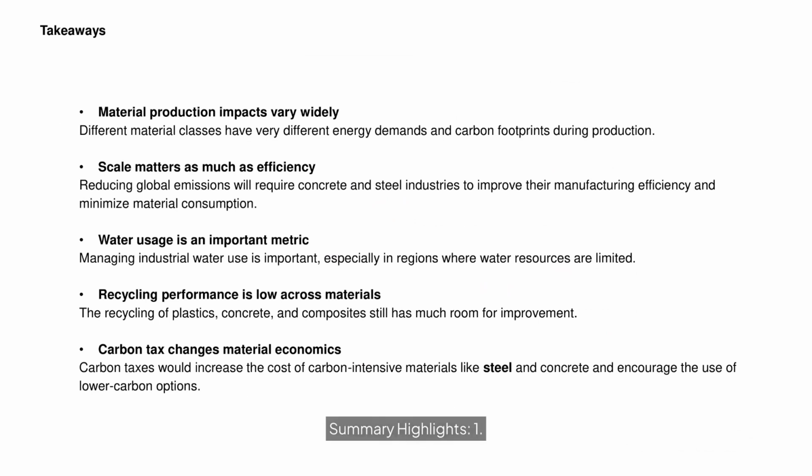Summary highlights: 1. Material production impacts vary widely. Different material classes have very different energy demands and carbon footprints during production. 2. Scale matters as much as efficiency. Reducing global emissions will require concrete and steel industries to improve their manufacturing efficiency and minimize material consumption. 3. Water usage is an important metric. Managing industrial water use is important, especially in regions where water resources are limited.